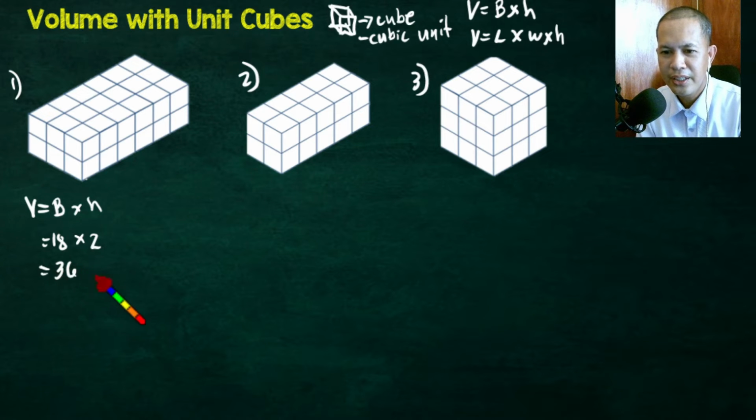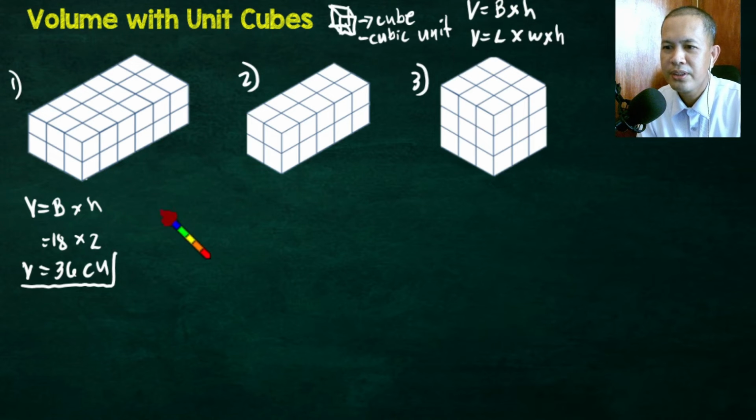36. So, lagyan natin ng CU. Ibig sabihin ng CU, it's cubic unit. Okay, so that is the answer natin sa number 1 using the B times H. Okay, the big letter B. Or, try natin naman yung isang formula na V.